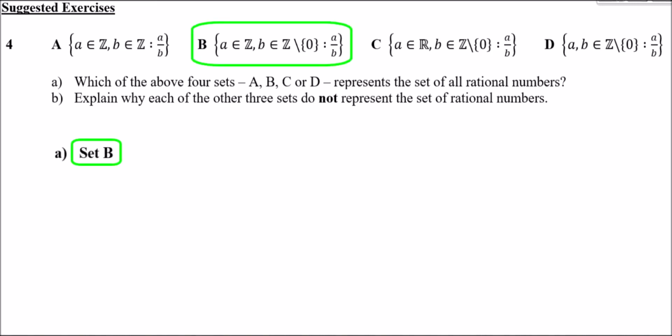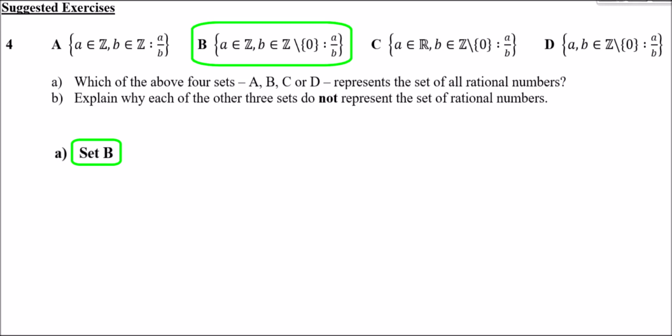So a is any integer, and b is any integer apart from 0. And it needs to have this restriction of not 0, because obviously if we have b on the denominator equal to 0, that invites an infinite extra subset of undefined numbers into the set, because obviously we cannot divide by 0. That's just one of the basic rules of maths. And so that's why set B meets all the criteria.